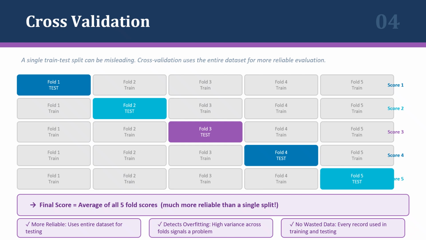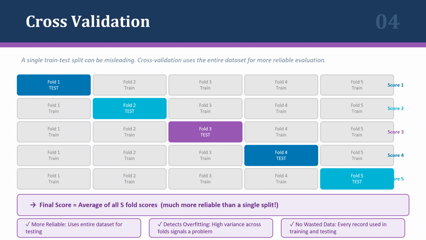Why is it better than the single split? A single split might get lucky or unlucky depending on which records end up in which set. CV gives a mean and standard deviation of performance. If scores vary widely across folds, high standard deviation, your model is unstable.